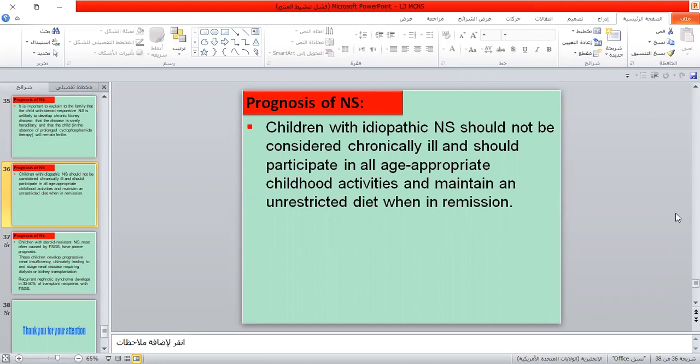البيشنت with idiopathic nephrotic syndrome لازم ما تعتبره chronically ill. تعتبره طفل طبيعي in between attacks. in between attacks الطفل له جدا طبيعي يلعب بكيفه ماكو physical activity restriction ولا عنده food restriction. تعتبره جدا طبيعي in between the attacks.